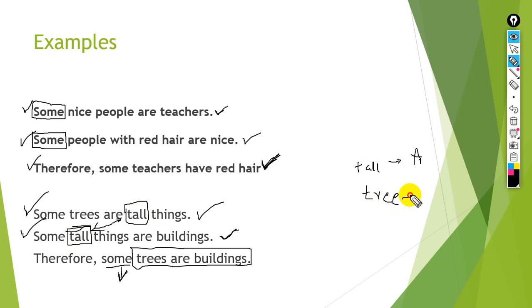Trees is the major term. Sorry, here things is the major term. So okay, trees, we can say this is the major term. And here we have the buildings are the minor term. Buildings are the minor term, M.